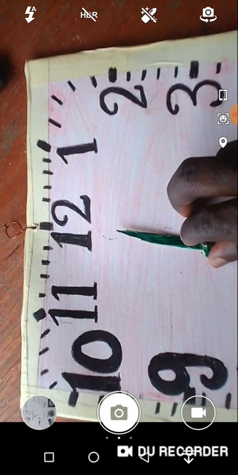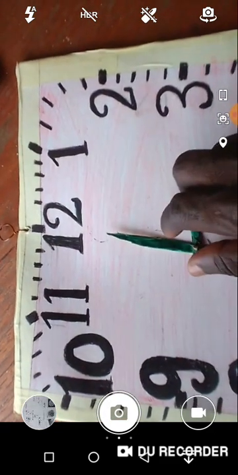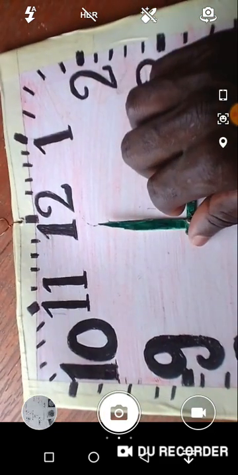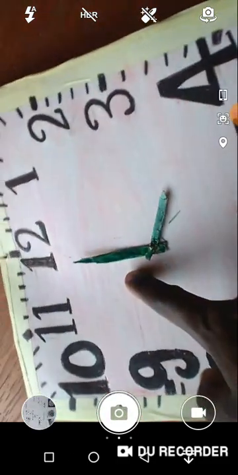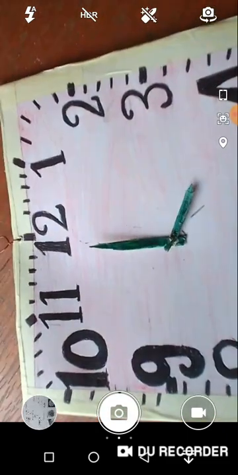Now, if it is pointing at 3, it will be 3 o'clock. Then, if it will be pointing at 4, it will be 4 o'clock, once this one is on the 12.